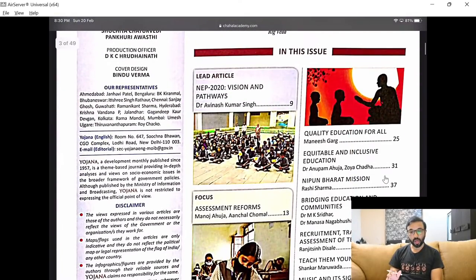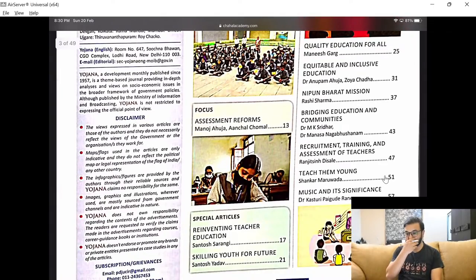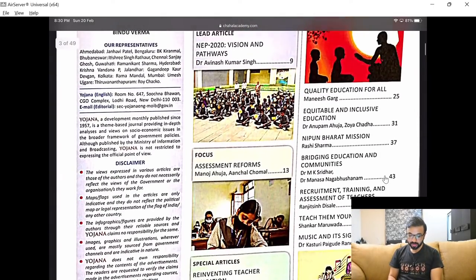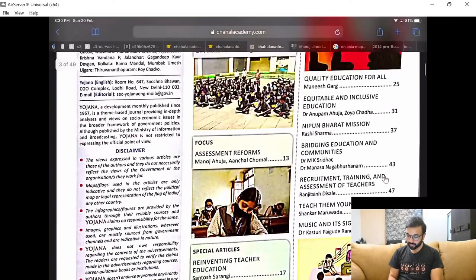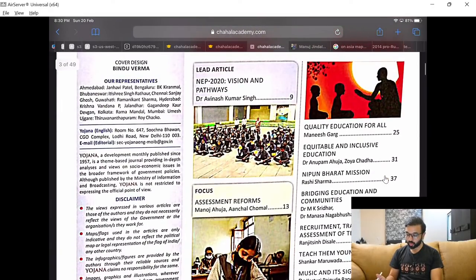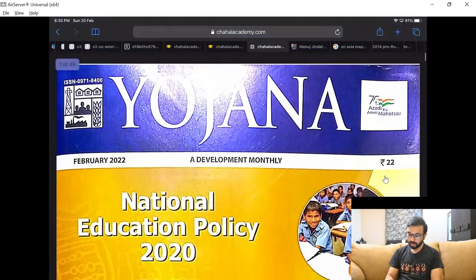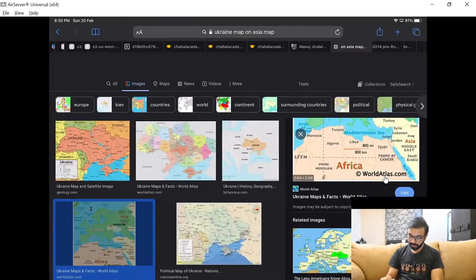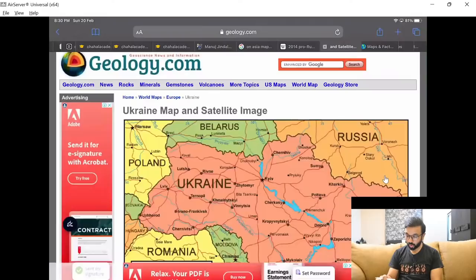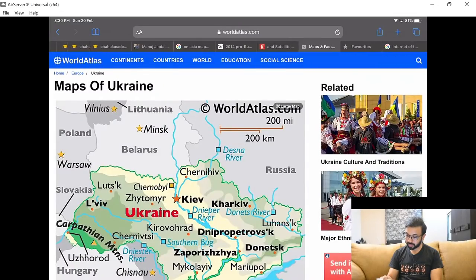So here, you can download this easily from any website online. There are a lot of websites. You can Google once, you will get it. And if you don't download it, you can buy it from various bookstores, and you can study these articles about quality education, what is Nipun Bharat Mission, how to bridge various education gaps. All these kinds of topics you can study from Yojana. All right. So like I showed you the Ukraine example, I hope you understood that the Ukraine example is very important in understanding what to study for UPSC.